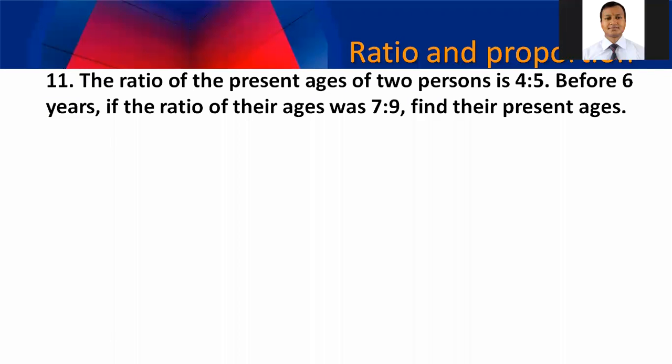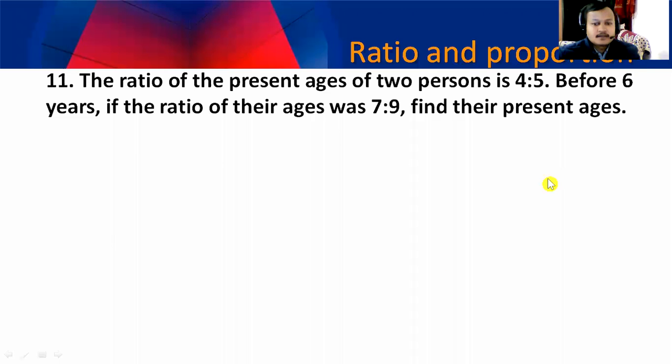Look at this one. The ratio of present ages of two persons is 4:5, and before 6 years, if the ratio of their ages was 7:9, find their present ages. Look at first thing, ratio of the present ages of two persons is 4:5. From this one, what we can write?